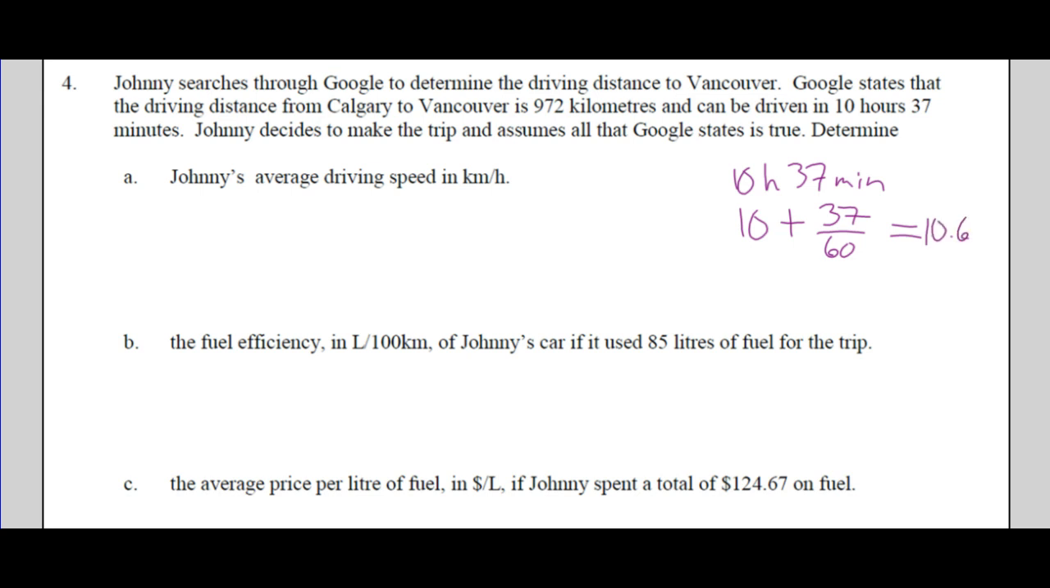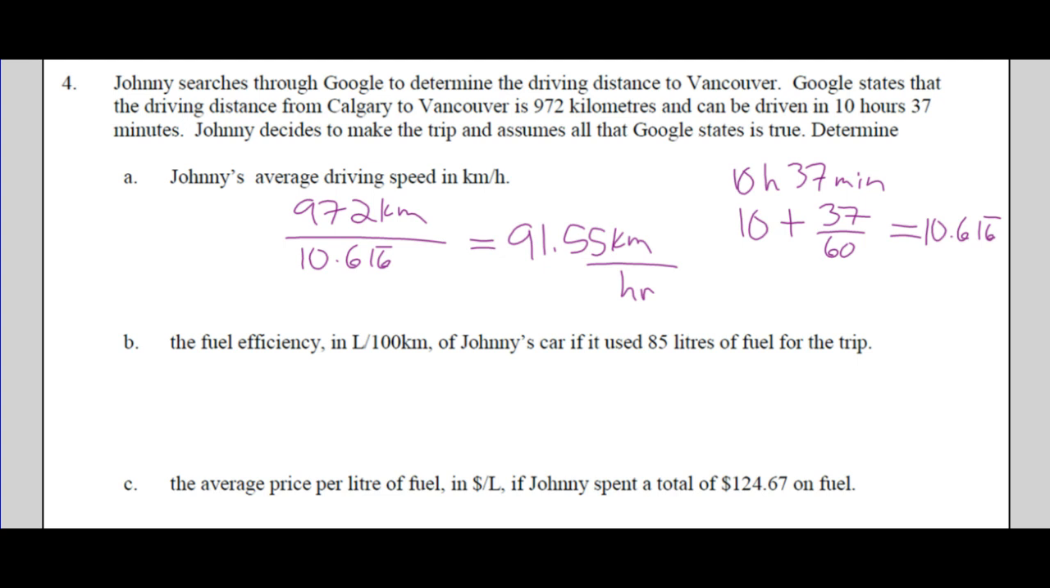So it's 10.616 repeating. I'm going to leave that, I've got this in mind. I'm just going to add 10 to it. So in my calculator, I have 10.616666666. I want that number. His driving speed, so we've got 972 kilometers divided by 10.616 repeating. So I'm going to go 972 divided by, second answer, pull that down, I get 91.55 kilometers per hour.